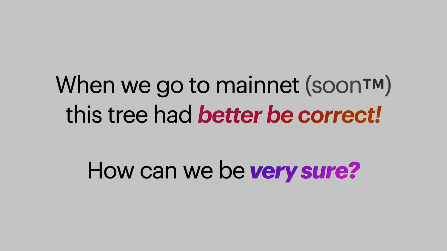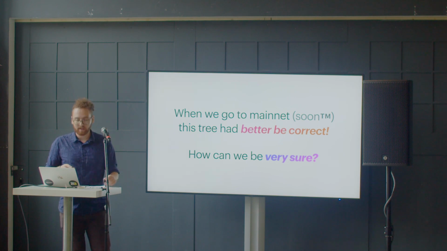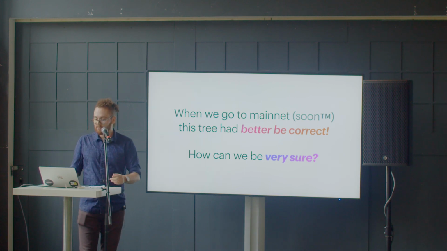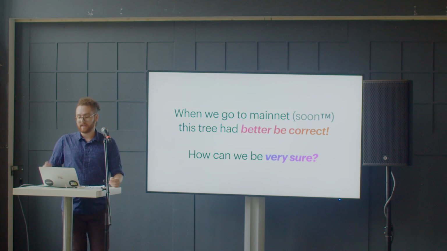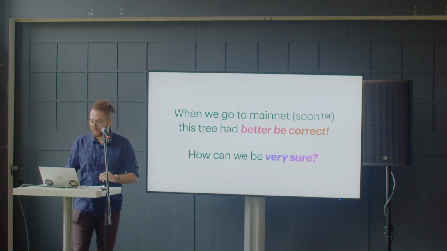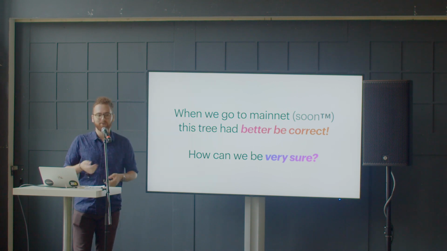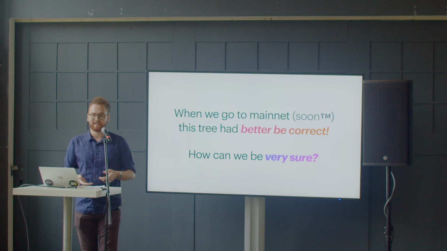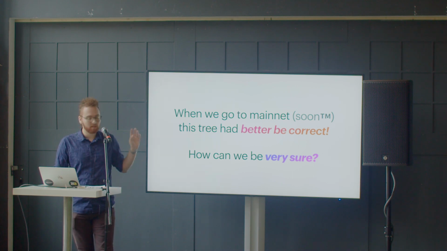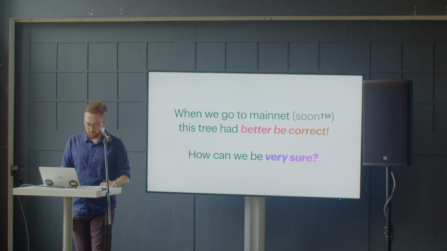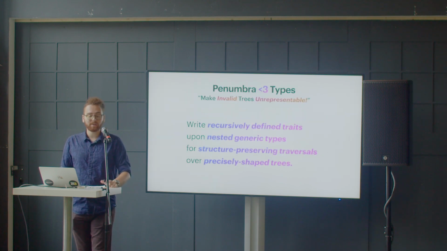I want to change tracks real quickly and note that this is extremely fast, right? 10,000 blocks a second is pretty reasonable. When we go to mainnet, which is going to be soon, this tree had better be correct, right? Because it's not like we can do a database migration after the fact because everybody's state is shielded and private, and so it would be really difficult to actually change the way that this data structure works after we deploy. We want to be really sure that things are actually implemented well and perfectly correctly as best as we can assure. We really like types at Penumbra.